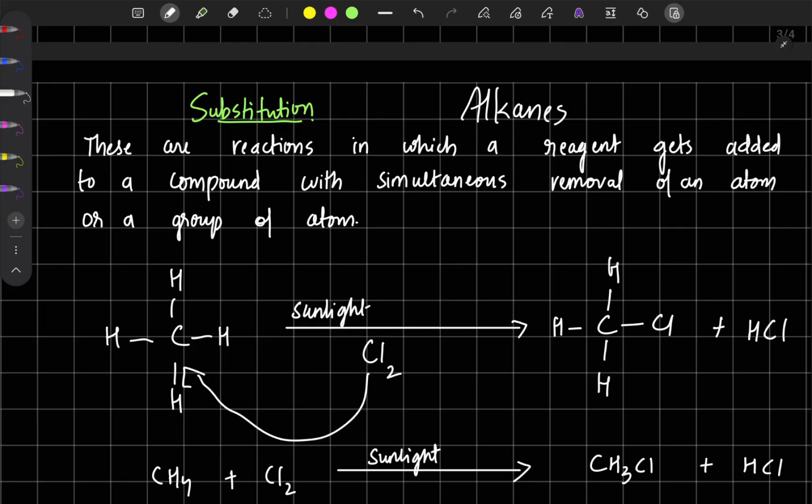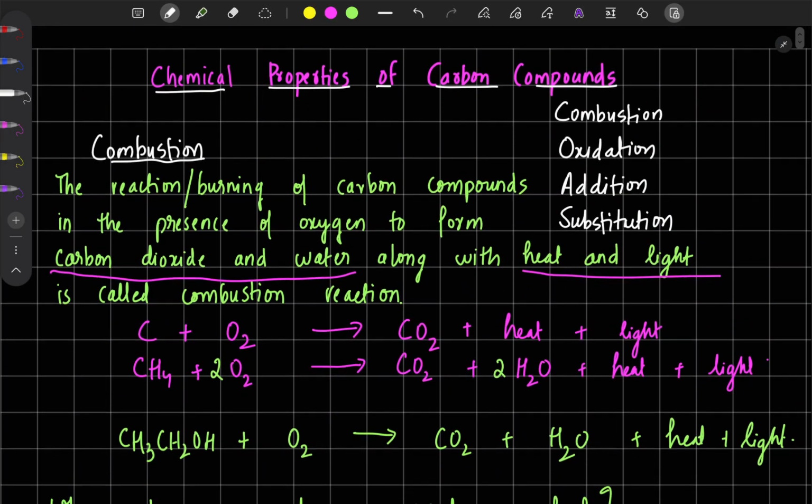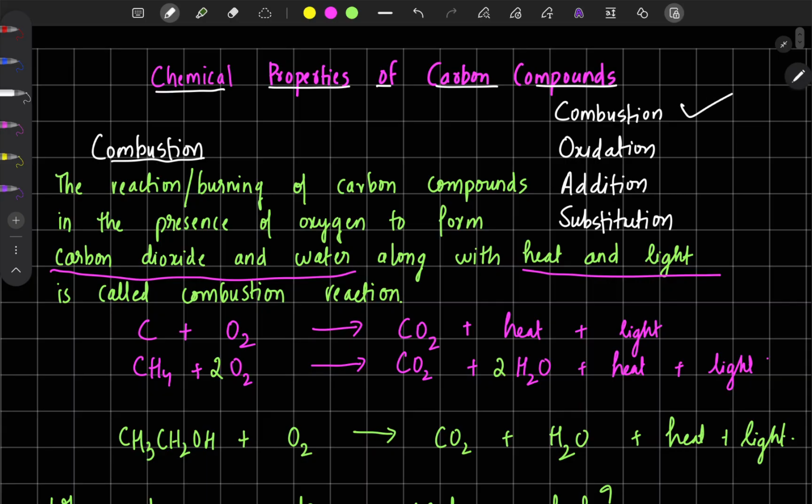So these are the four types of reaction we have studied. Combustion, reaction with oxygen to form CO2 plus water, then oxidation, that is addition of oxygen, then addition, where we only studied addition of hydrogen, also called hydrogenation reaction. Then substitution, alkane plus Cl2 in the presence of sunlight. So these four reactions, keep in mind, understand these reactions.